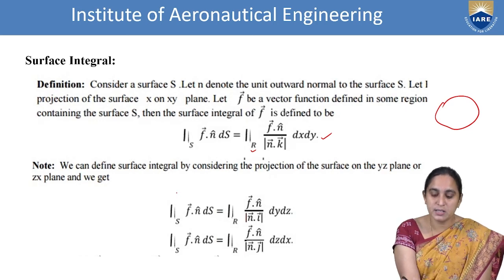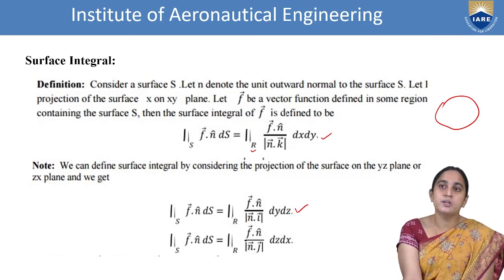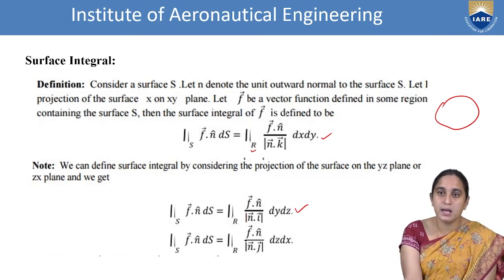For that case, what is the formula? That is double integral of f bar dot n bar by modulus of n bar dot i bar into dy dz. This is projection on the yz plane. For that case, what is the unit normal vector? That is n bar, and n bar is equal to i bar.